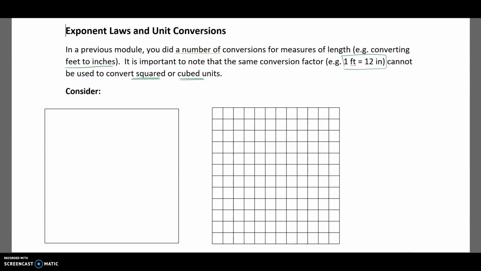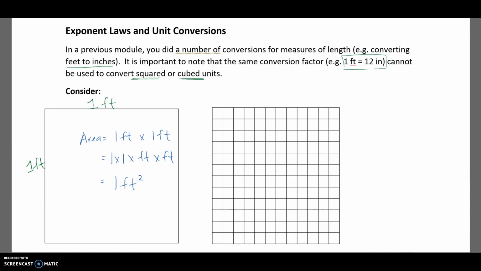Let's say that this square here represents a square that is 1 foot by 1 foot. If we wanted to calculate the area of this square, we would take the length, 1 foot, and multiply by the width. As we saw in the last example, we would multiply the numbers together and multiply the units together. This would give me 1 times 1, or 1, foot times foot, foot squared. The area of this box is 1 foot squared.